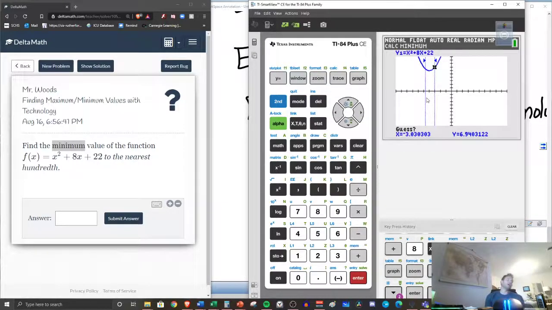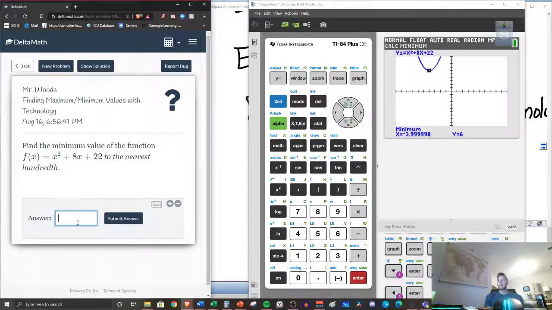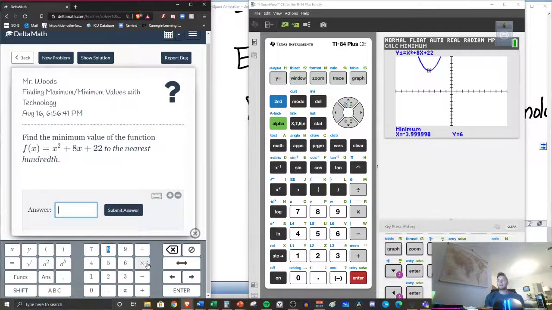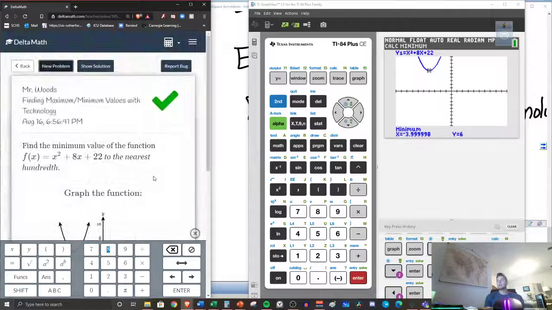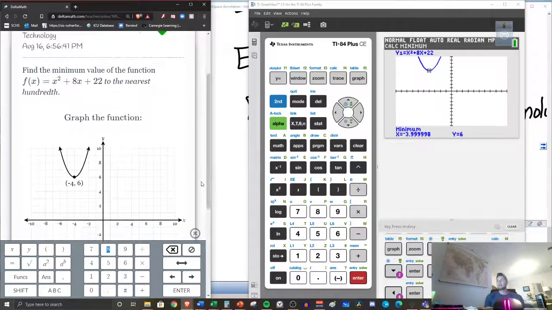Then it wants you to guess where you think it is. I guess that it's about right there. That seems right, so I'm going to hit enter. Okay, so it gives me that value. But what I really want is the y value because it wants to know the minimum value of the function. For that, I'm going to type in a 6. Submit answer. And I got it correct. And that's how you would do that.